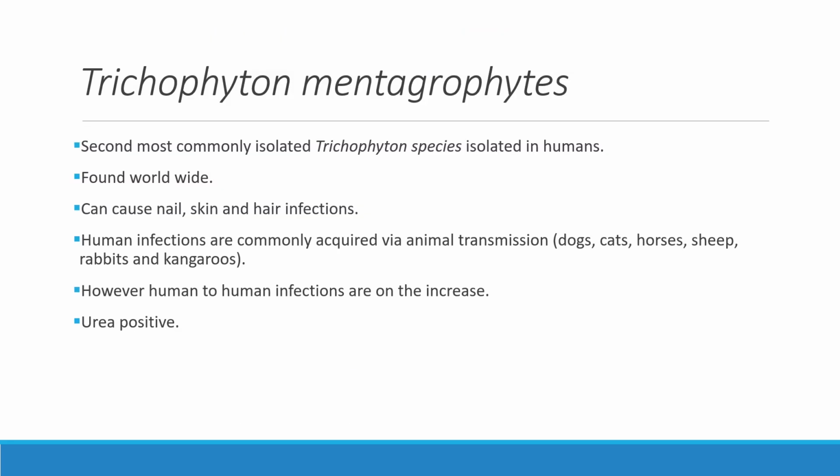Trichophyton mentagrophytes is the second most commonly isolated Trichophyton species in humans, just behind Trichophyton rubrum. Again, it's found worldwide and can cause nail, skin and hair infections. Most human infections are commonly acquired via some sort of animal transmission, so generally your domesticated pets or farmyard animals. However, there has been an increase in human-to-human infections within the last decade.